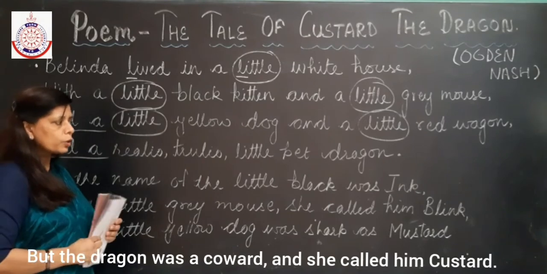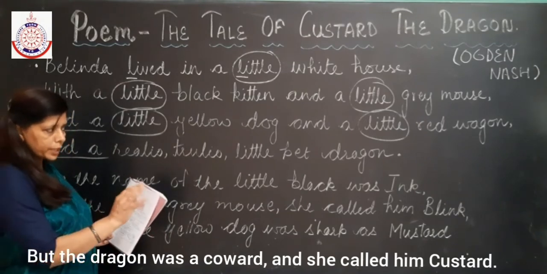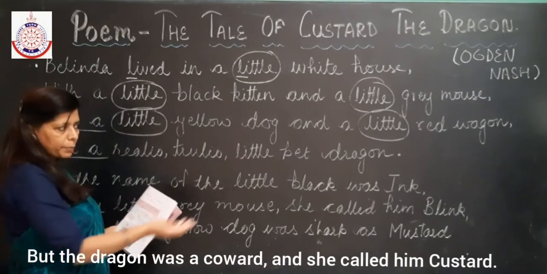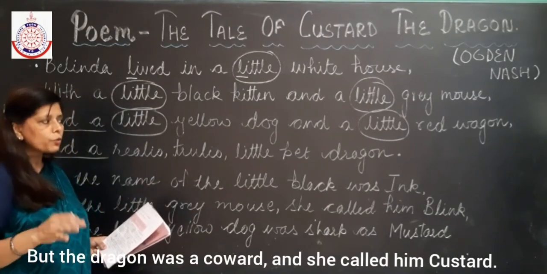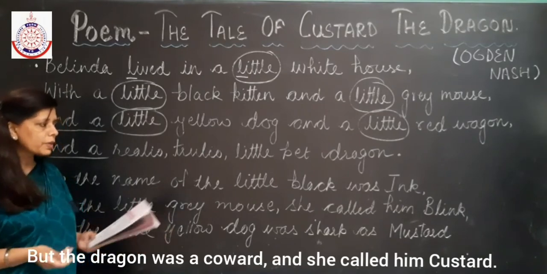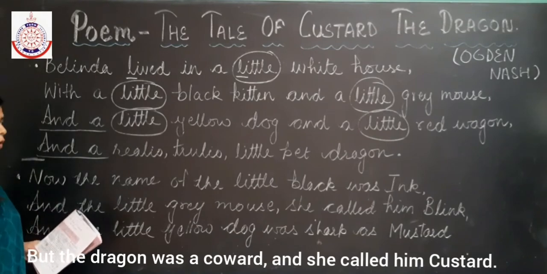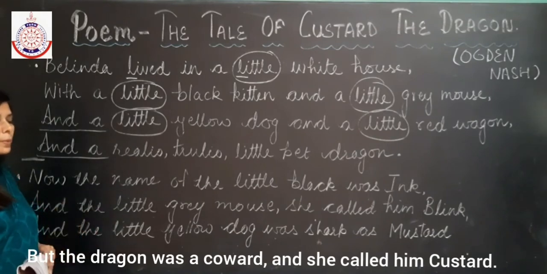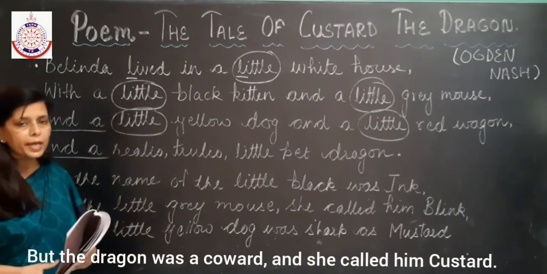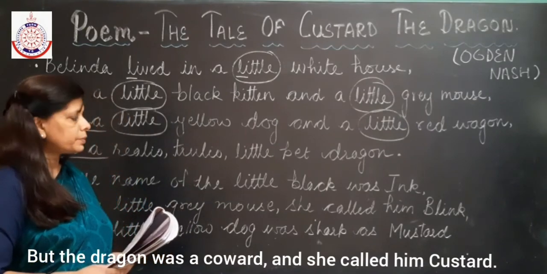He also used to blink his eyes. So maybe either one is to rhyme with ink, she kept it blink. And as that mouse was blinking his eyes again and again, that is why she kept his name Blink. And the little yellow dog was sharp as mustard. As the dog was of yellow color, she kept his name Mustard.